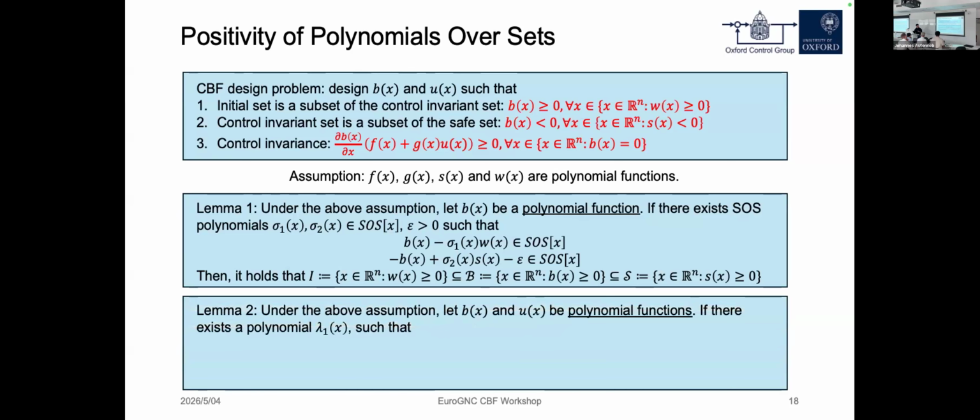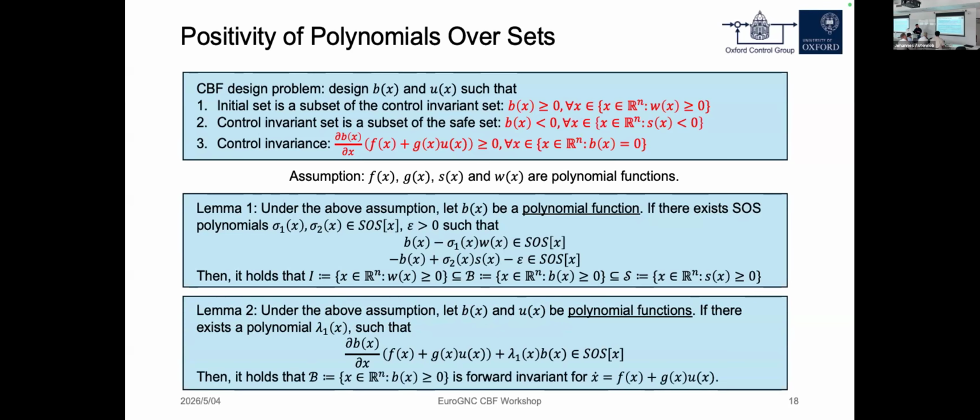So here we have our lemma. Under the above assumption, where we assume everything is polynomial functions, let b(x) and u(x), the barrier function and the controller, be polynomial functions that we want to design. If λ1(x) is a polynomial and this condition holds, we satisfy the control invariance condition. Now we have SOS conditions for set inclusion and control invariance. They are all SOS conditions, which can be transformed into semi-definite programming.